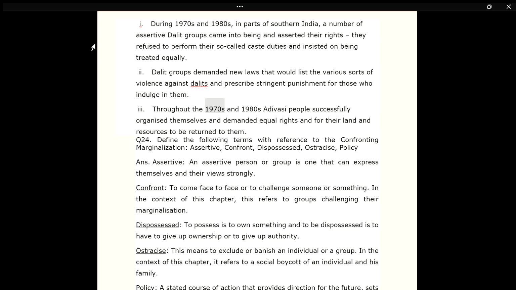3. Throughout the 1970s and 1980s, Adivasi people successfully organized themselves and demanded equal rights and for their land and resources to be returned to them.